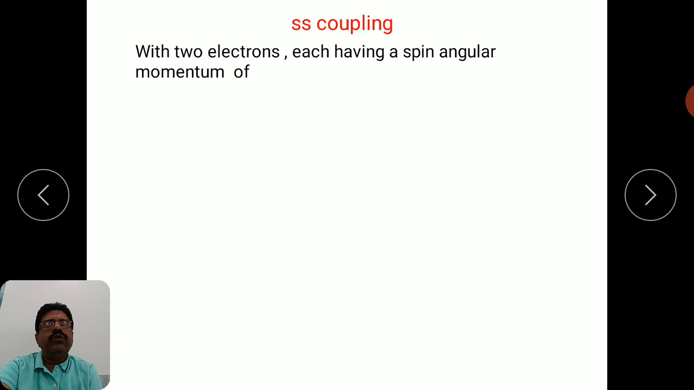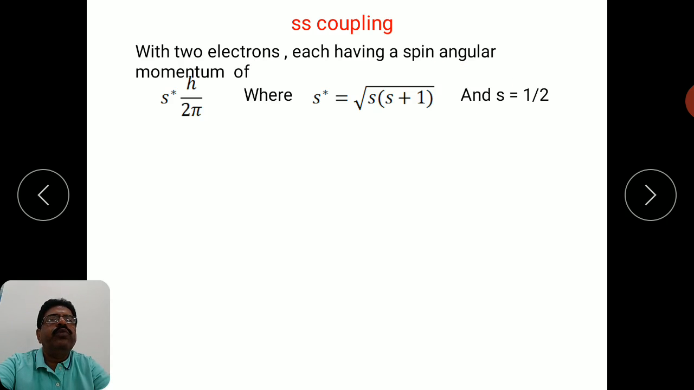Similarly, according to Russell-Saunders interaction or LS coupling, the second equation that we have represented is the total spin momenta of an atom, capital S, that is equal to S1 plus S2 plus S3 and so on, where S1, S2, S3, these vectors represent the spin momenta of individual electrons. You can call it SS coupling. So spin momenta of one electron interacts with spin momenta of another electron to give the resultant spin momenta of an atom. So with two electrons each having spin angular momentum of S star H upon 2 pi, where S star is equal to under root of S in bracket S plus 1.